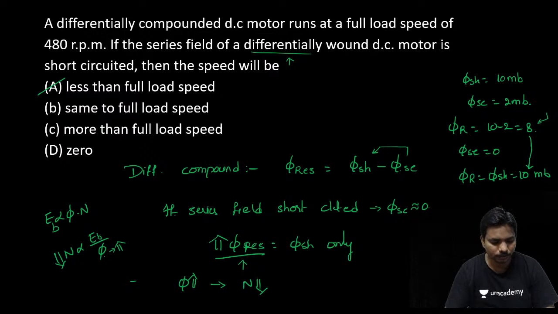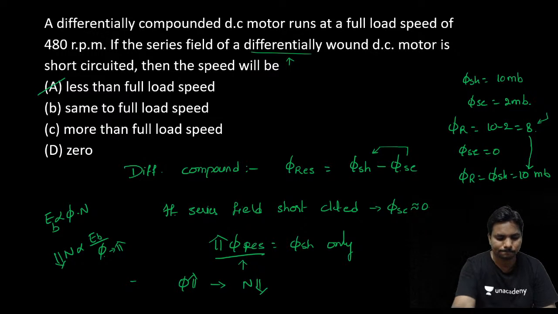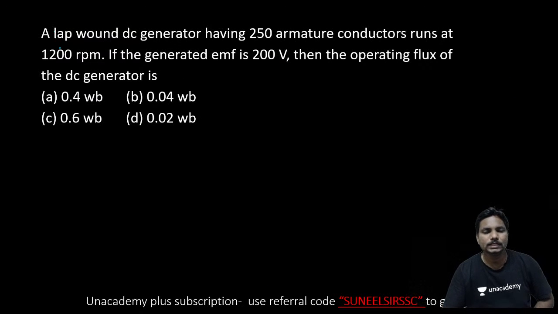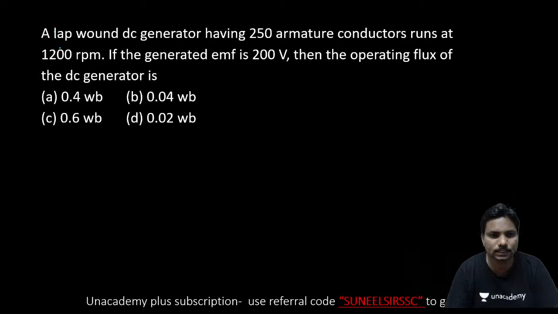Coming to the next question. A lap-wound DC generator having 250 armature conductors runs at 1200 rpm. If the generated EMF is 200 volts, then the operating flux of the DC generator is dash. Come on, try this one. A very easy one.